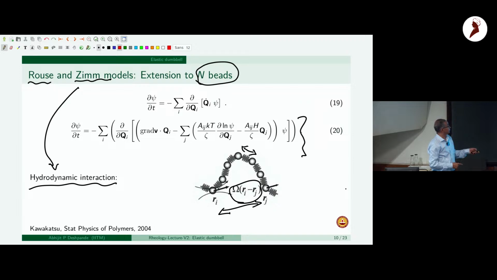One part of the chain, this bead, otherwise would not interact with that bead because it's too far away, either through electrostatic or any other interaction or excluded volume. But they do interact with each other because of hydrodynamic interaction. So even for a dilute system, you need the hydrodynamic interaction to describe the solution behavior correctly.